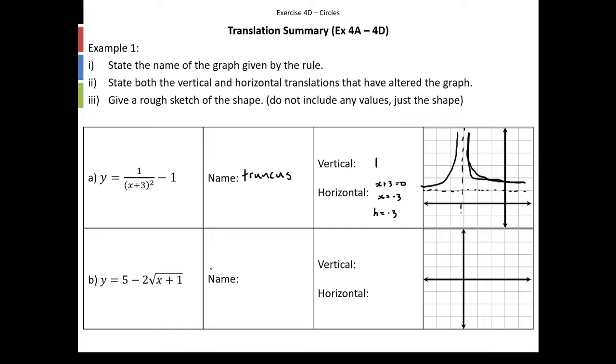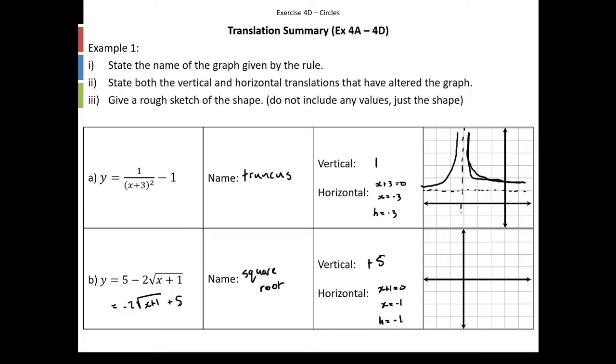Okie dokie. So this one, y equals 5 minus 2 root x plus 1. Well, we've got a square root. There's no y squared term, so it's a square root graph. I'm going to rearrange this just to be more standard looking, just so we're used to it. So name: square root. Vertical translation, well, plus 5, that's easy. Horizontal, if we do this properly, x plus 1 equals 0, x equals -1.